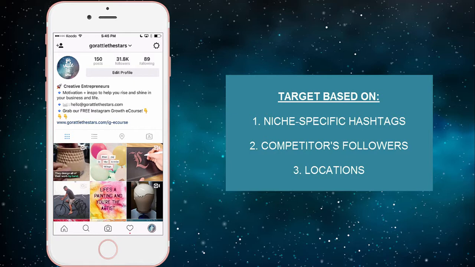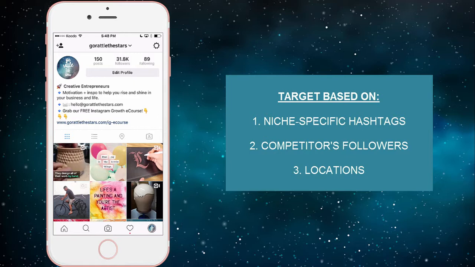Again, you're going to want to refer back to the list you made in the Finding Your Target Audience section of Module 1. So there should be a worksheet that you filled out with a list of hashtags, a list of competitors that your target audience may be following, and a list of locations that they may frequent.